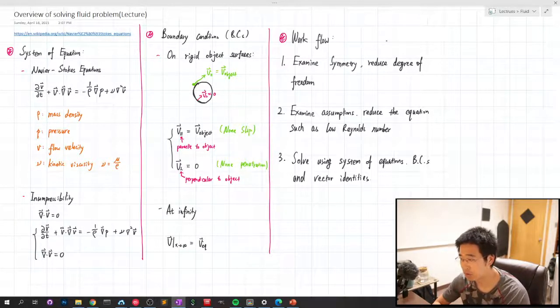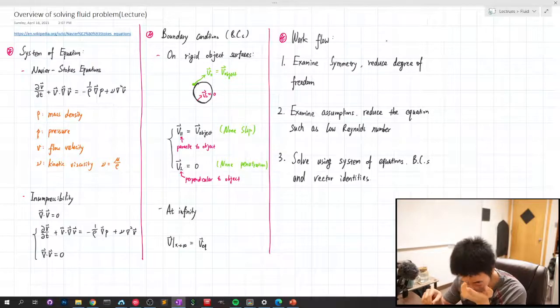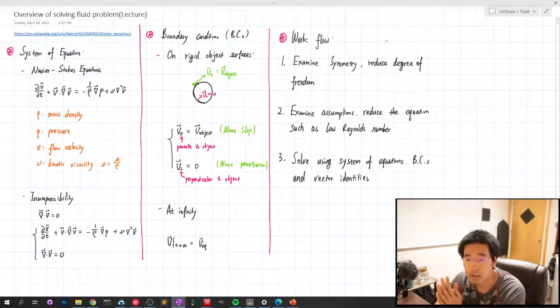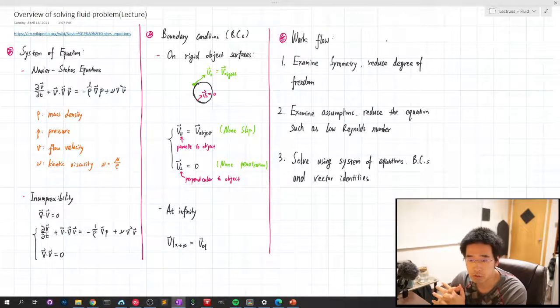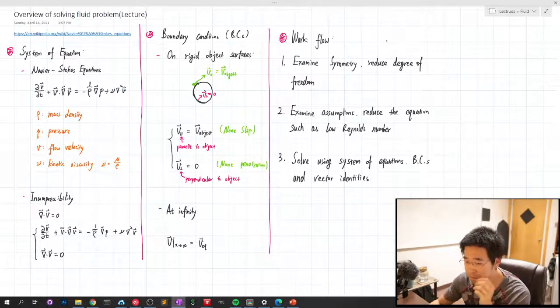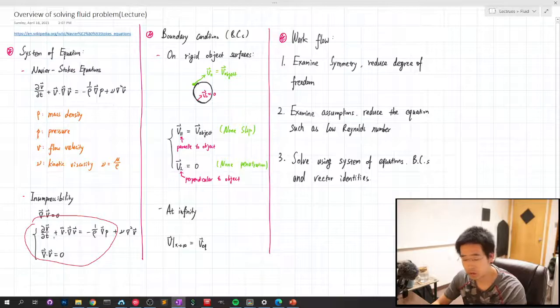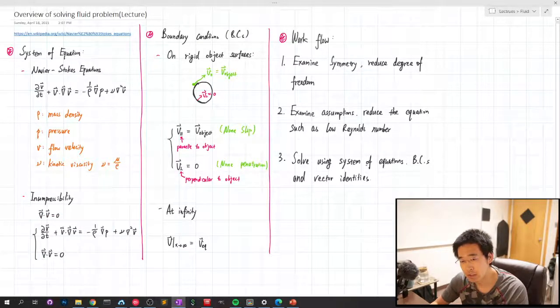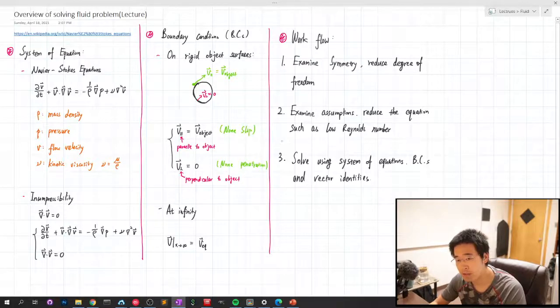cylindrical things, we will reduce the degrees of freedom using the symmetry, and we will examine the assumptions. For instance, if we're having a really low flow, or we have an ideal fluid with zero viscosity, or if we have incompressibility, then we can reduce the equations we're going to deal with. Thus, simplify the question.